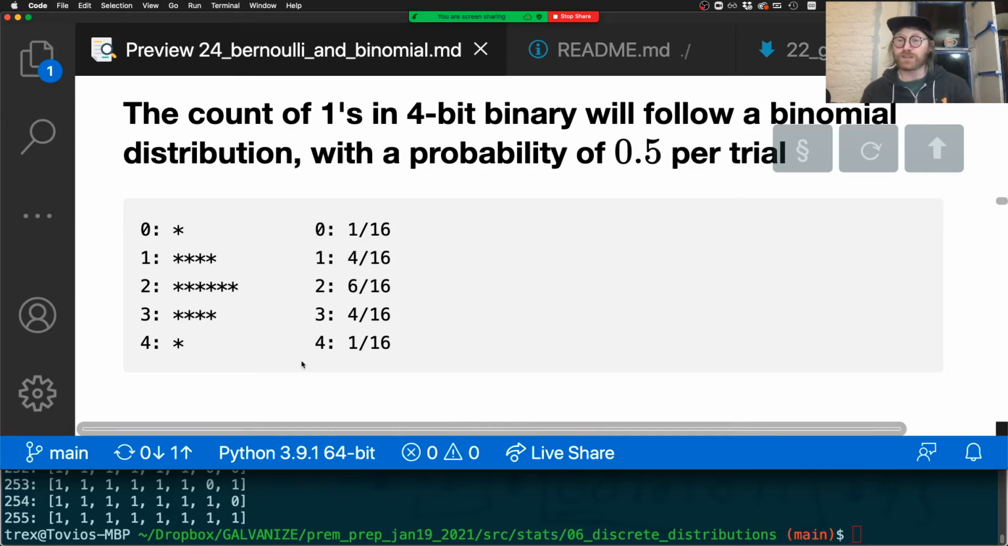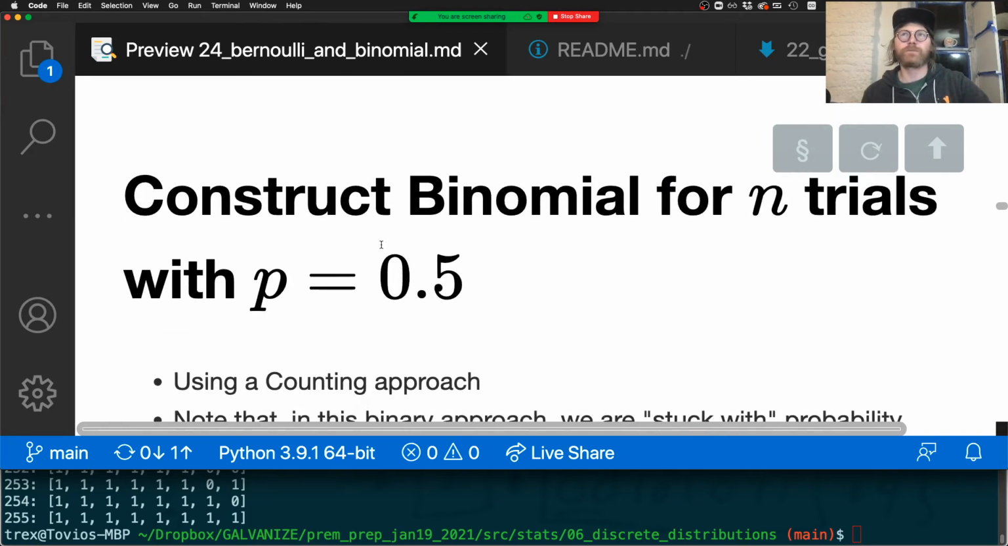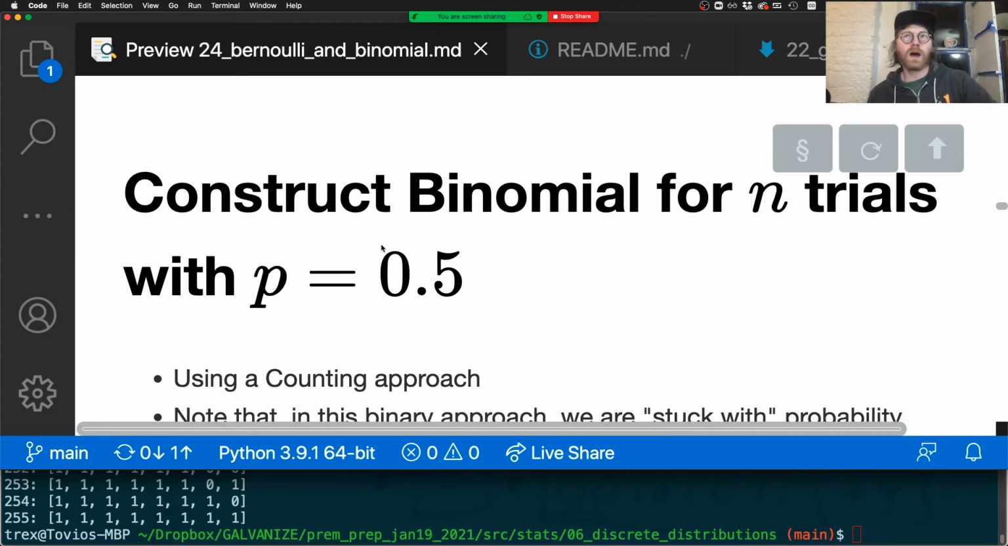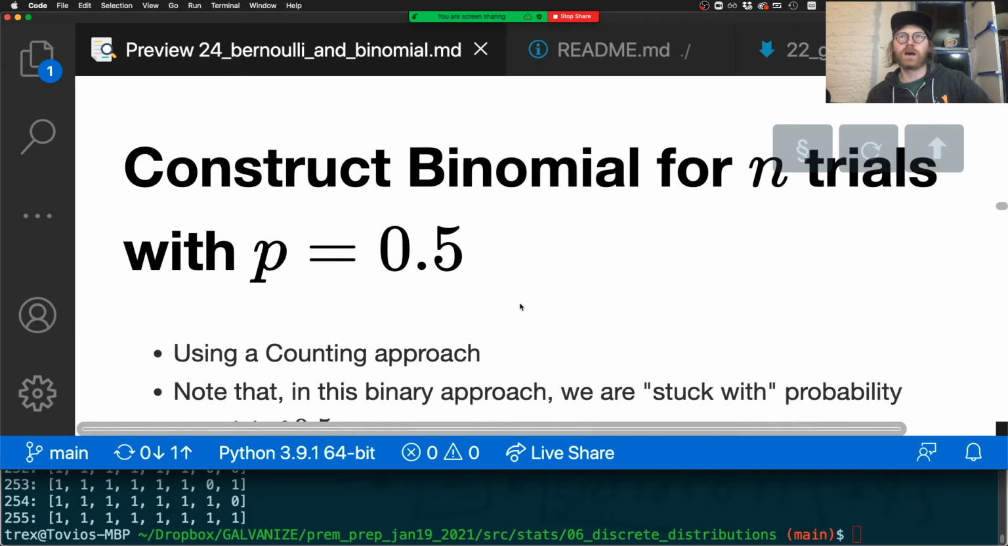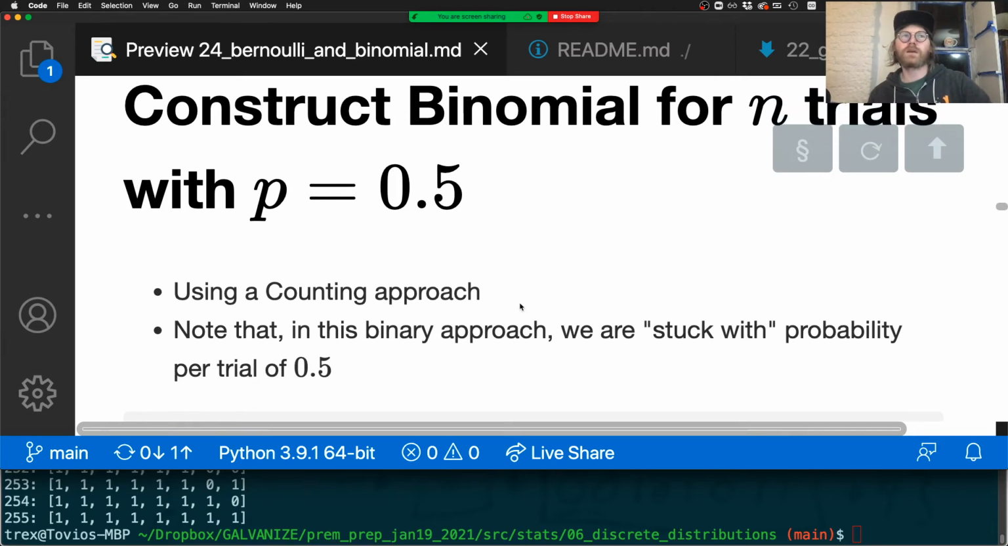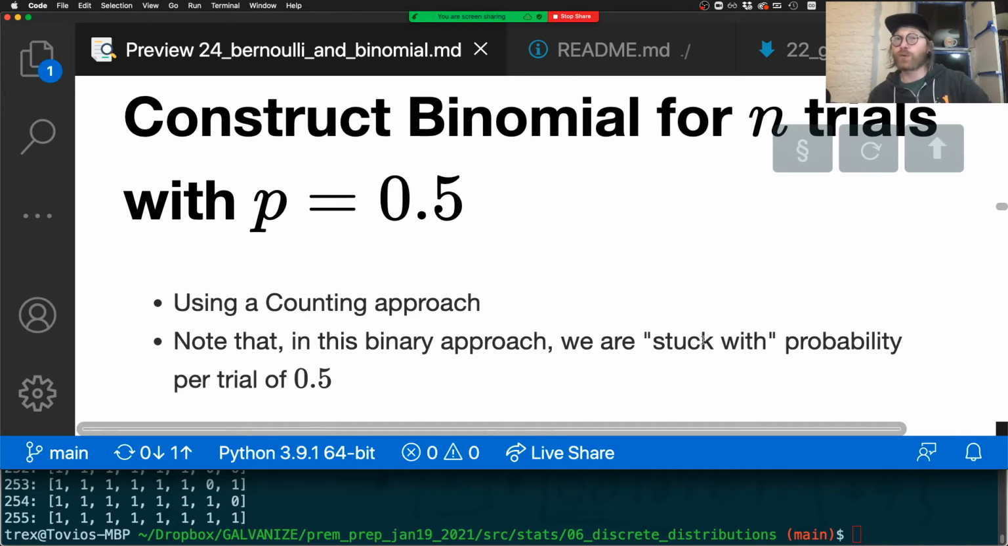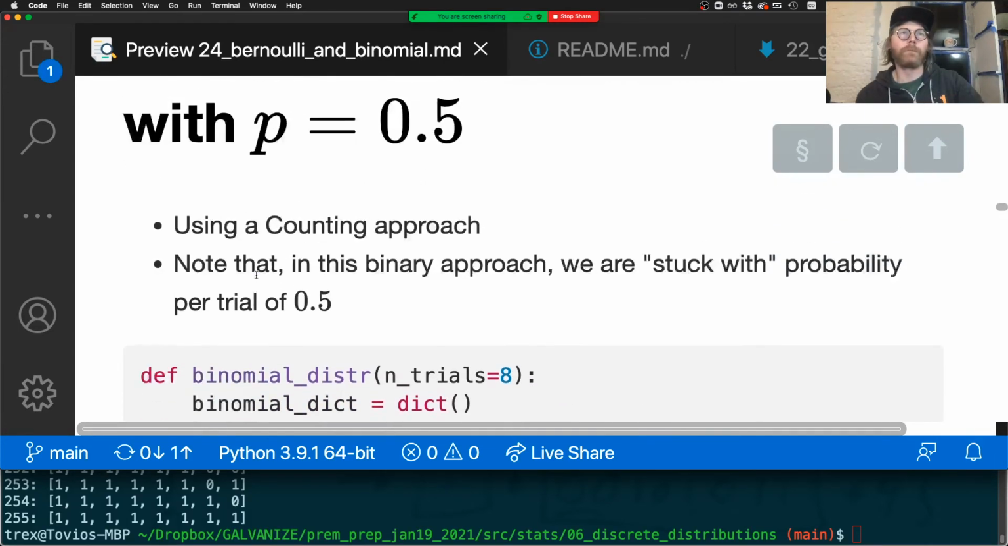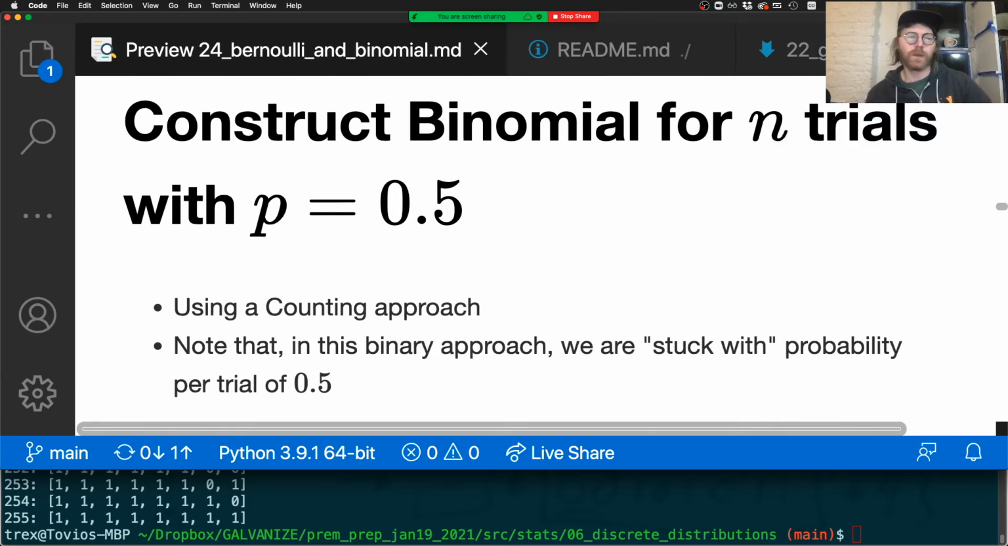And what if our probability changes? It turns out, and we'll see this in a bit, if our probability is 0.25, well, the expectation in 12 trials would be 3. So that's a quarter of 12. That's something that is observable in this process. All right. So we've already sort of done this. If you think about it, we've already constructed a binomial for n trials with a probability of 0.5. But let's take this a little further, right? In our binary approach, we're stuck with this probability per trial of 0.5. At least currently we are. We're going to do something about that a little bit later. But yeah, let's build a binomial distribution with this approach. So there we go.